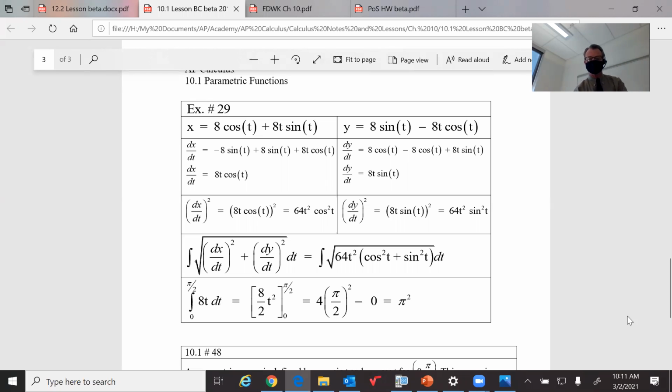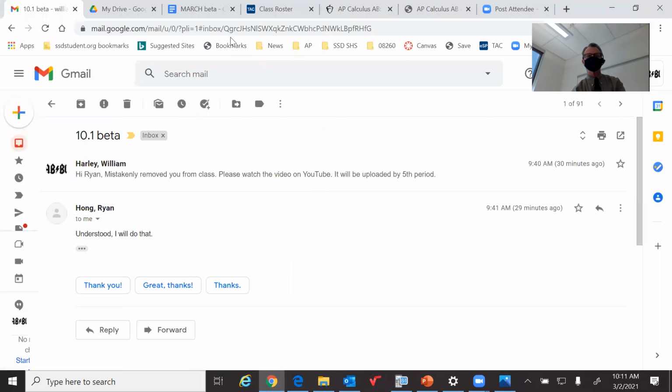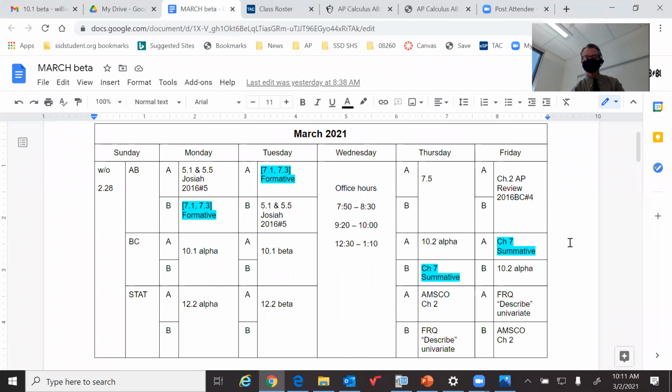So, the calendar. Ready? You are taking the test on chapter 7 at the end of this week, and we are starting 10-2, the alpha lesson, on the days that you are not being tested. So the test is on displacement, area between curves, volumes, and lengths of curves.